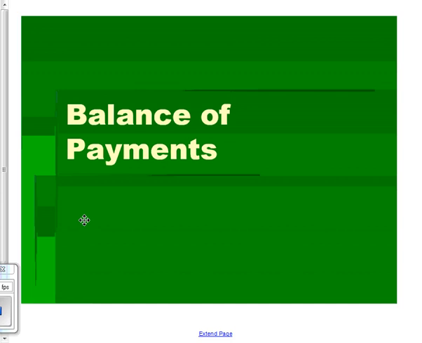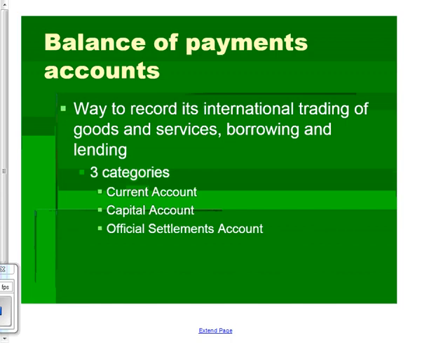We talked about this in class, but if you need extra support, if you weren't in class, this ought to help you out. Balance of payments is basically a way to account for all the goods and services that travel across borders and the money that also therefore flows back and forth across borders. You can see it's got three categories there: current account, capital account, and official settlements account. If you kind of know what's in these categories, you're going to be fine for the AP exam.